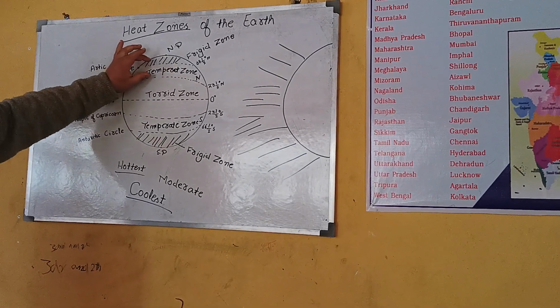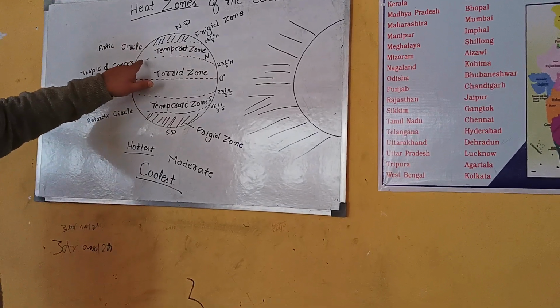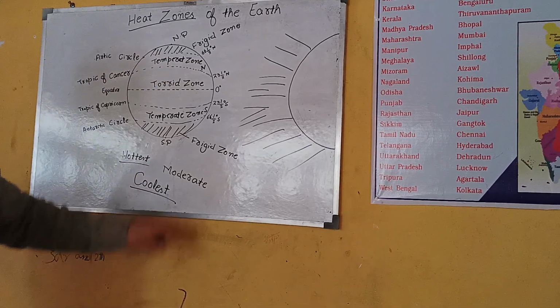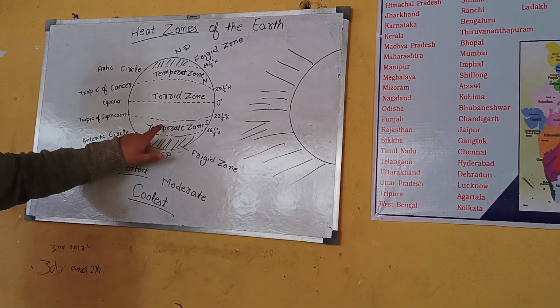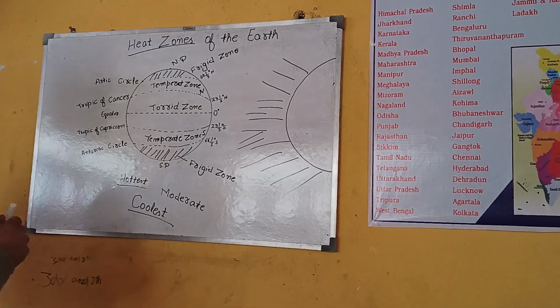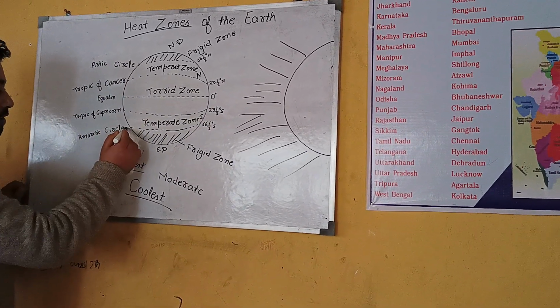Beyond the torrid zone is the zone from the Tropic of Cancer in the north to the Arctic Circle, the temperate zone. It has a moderate temperature. And in the south, it is between the Tropic of Capricorn and the Antarctic Circle.